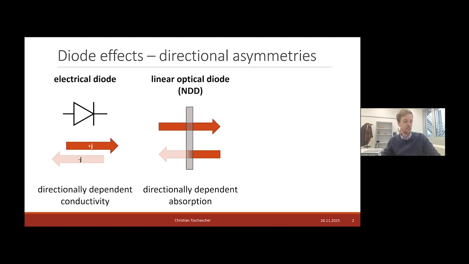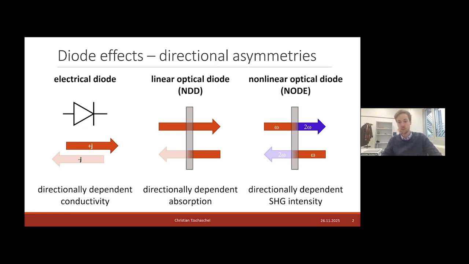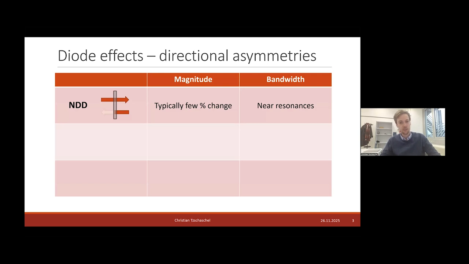Expanding on this idea, one can now also conceptualize a nonlinear optical diode effect, where a nonlinear optical process happens in the material. For the purpose of this talk, this will be optical second harmonic generation, so a frequency doubling of light. So a nonlinear optical diode effect, or NODE as I will abbreviate it, is just a directionally dependent SHG intensity. In one propagation direction you have high intensity, in the opposite direction you have a lower SHG yield from your sample.